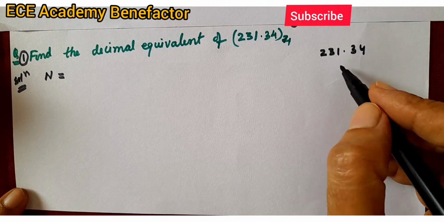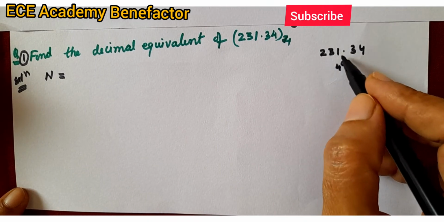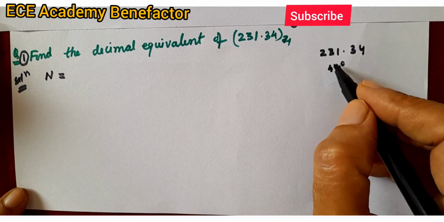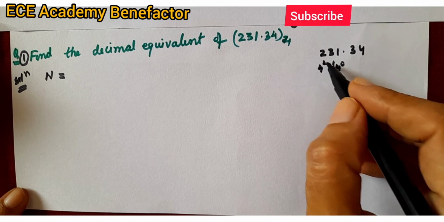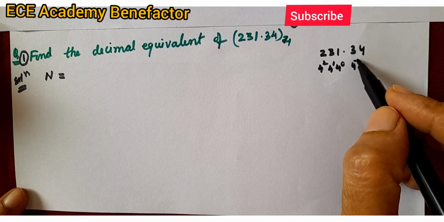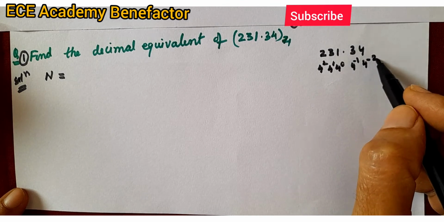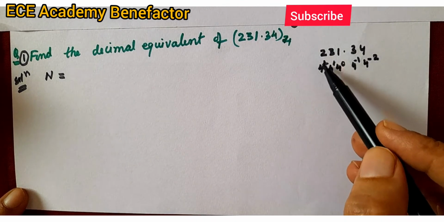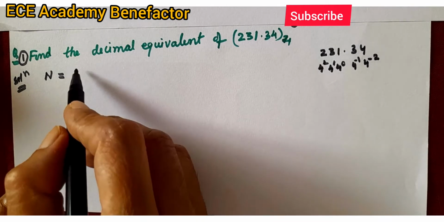231.34. So, multiply this number by 4 to the power 0, 4 to the power 1, 4 to the power 2. Here, multiply by 4 to the power minus 1, 4 to the power minus 2. So, multiply 2 with 4 to the power 2.